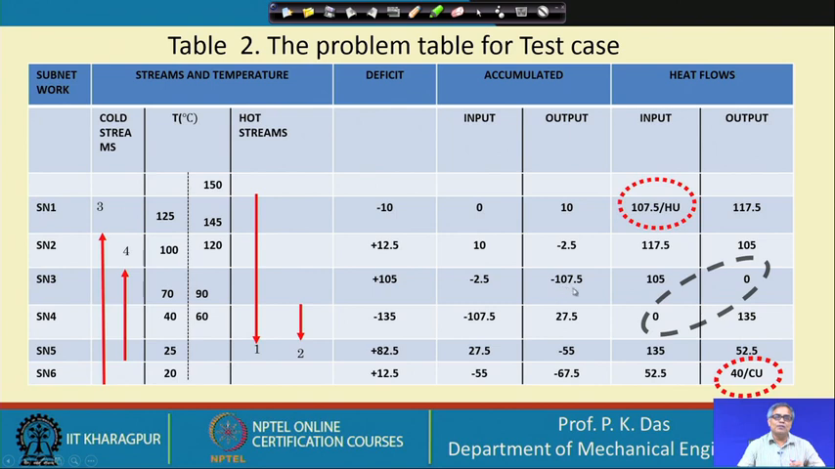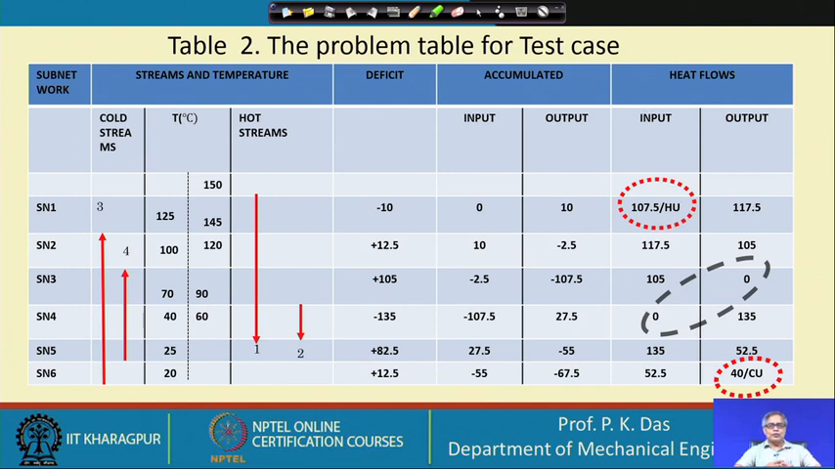So, output will be minus 107.5. Minus 107.5 will be input to subnetwork 4 and the output will be 27.5. 27.5 will be input to subnetwork 5 and the output will be minus 55. Again minus 55 will be input to the last subnetwork, that is subnetwork 6, and we will have an output of minus 67.5.